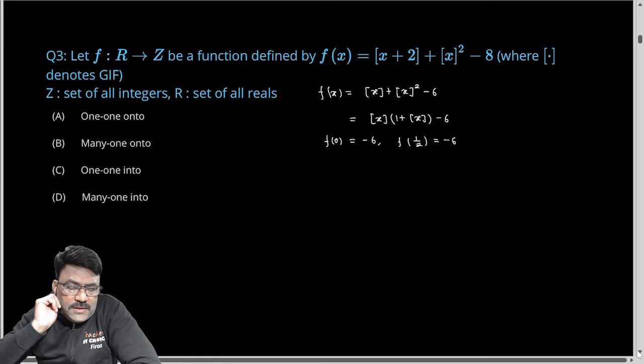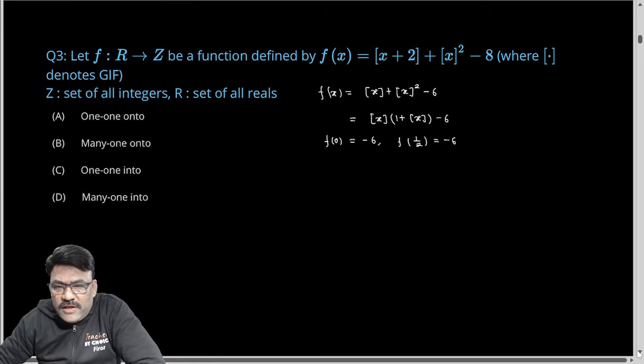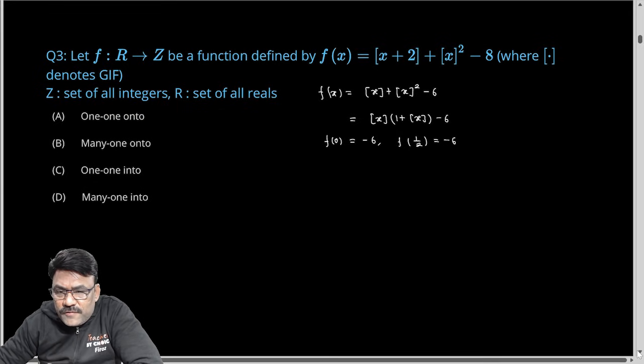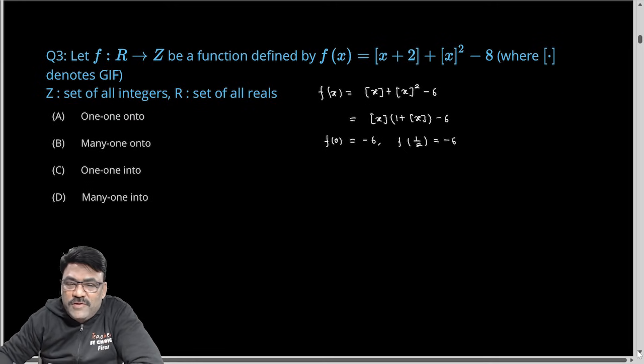Now you can see that yes, the value of this function is always an integer, but all integers will not be there in the range. Some selected integers will be there in the range. For example, if I take any value of integral part of x, let's say integral part of x is any integer n. So n into 1 plus n is always even. Minus 6, it is also even. So the value of this function is always even.